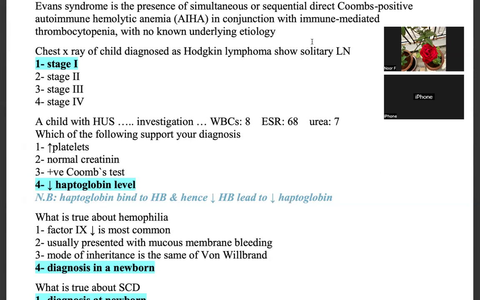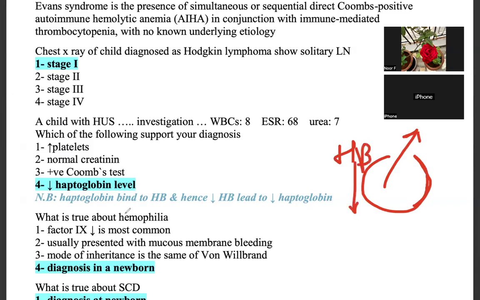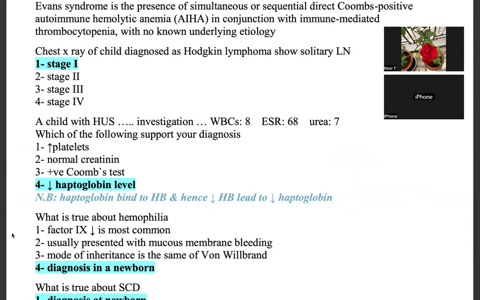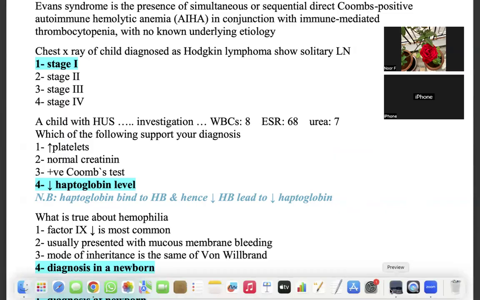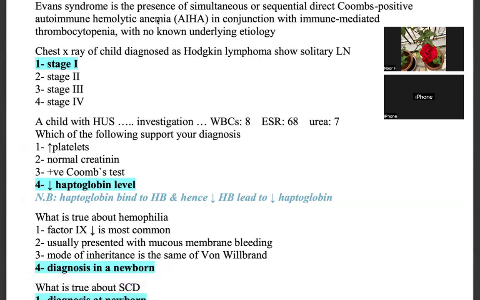What I understand is, whenever there is hemolysis, the red blood cell is broken and the hemoglobin comes out. And this hemoglobin will bind to haptoglobin. Haptoglobin binds to hemoglobin, so hence reduced HB will lead to reduced haptoglobin. Let's see if there's any other explanation in another unit.